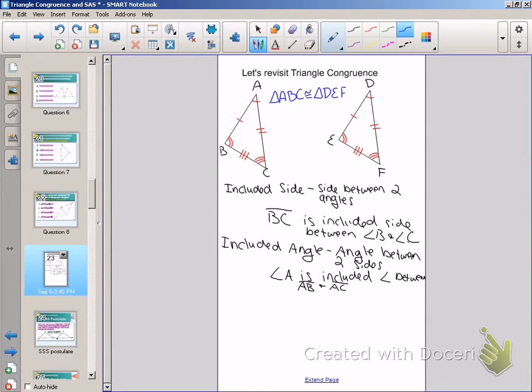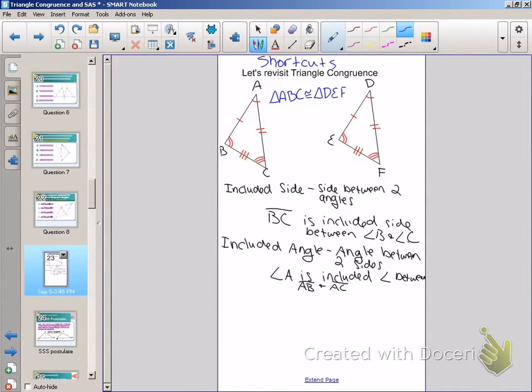For this video, we're going to be revisiting triangle congruence, and this time we're going to talk about some of our shortcuts for determining if two triangles are congruent. So here you'll see that triangle ABC is congruent to triangle DEF, and what you are given is each of the corresponding angles are congruent and each of the corresponding sides are congruent.